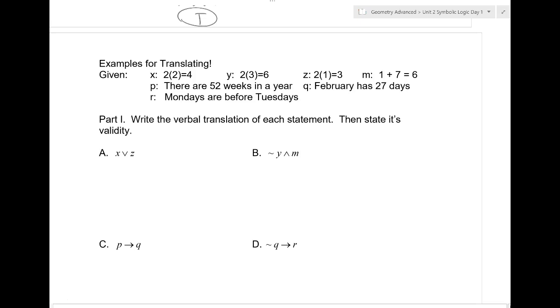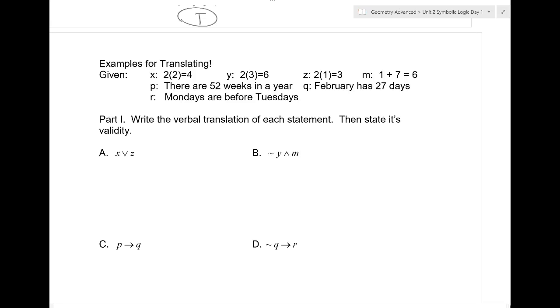So here, we got x equals 2 times 2 equals 4. We have y equals 2 times 3 equals 6. Z is 2 times 1 equals 3. And m is 1 plus 7 equals 6. Now, obviously, are there some true, some false? Okay, we need to do this now or we're not all going to be on the same page. Q, February has 27 days. What are we going to say, true or false?